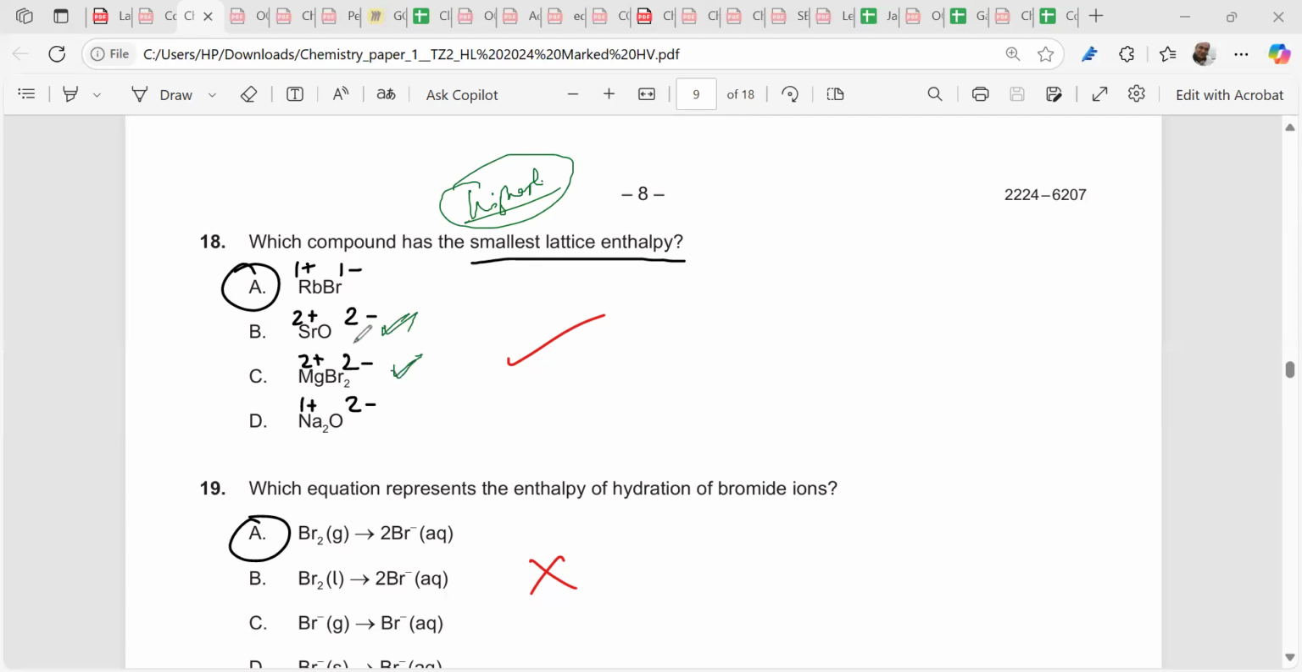Now, when we go down the group, the size of the ion increases. So magnesium is higher up. If you see that, magnesium will be the answer, because magnesium has a smaller radius and high charge density.